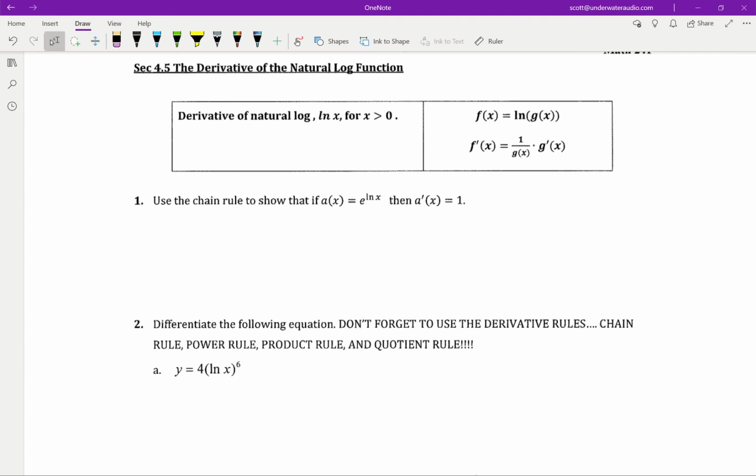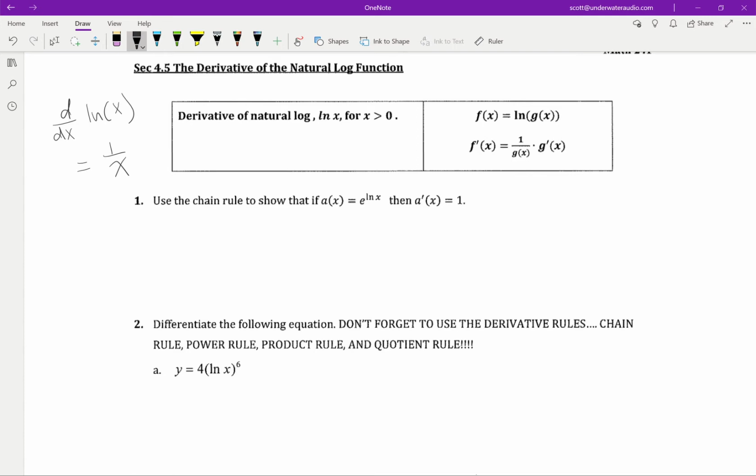Okay, so now that we've talked about what the natural log is, now we'll talk about its derivative. If I just wanted to straight up take the derivative of the natural log of x, that's just going to equal 1 over x. Just that simple. Whatever's in these parentheses, it's 1 over x.